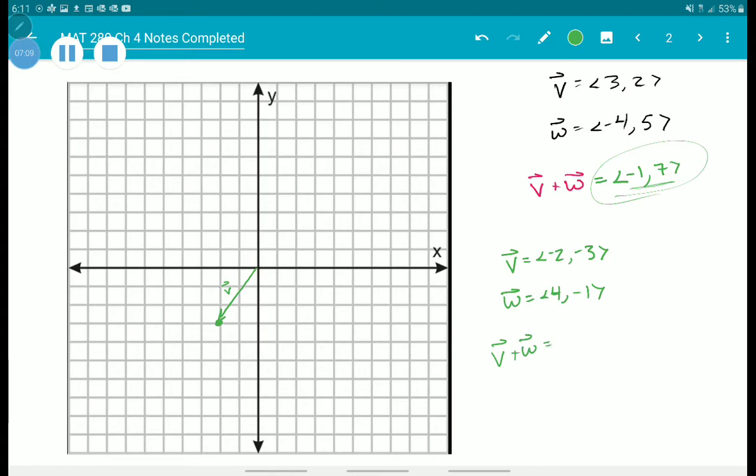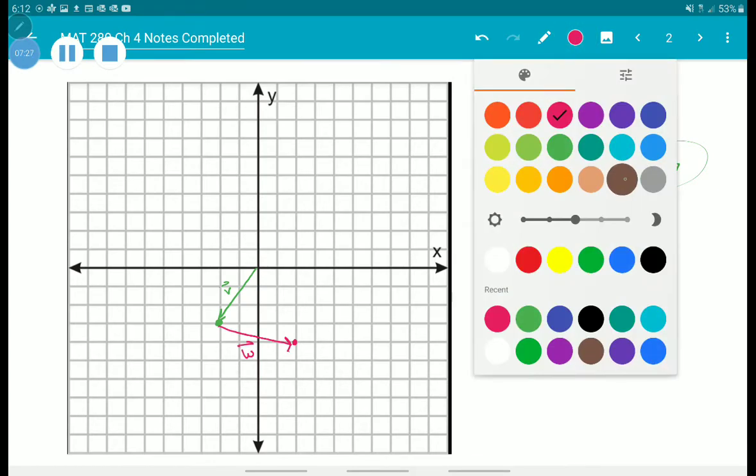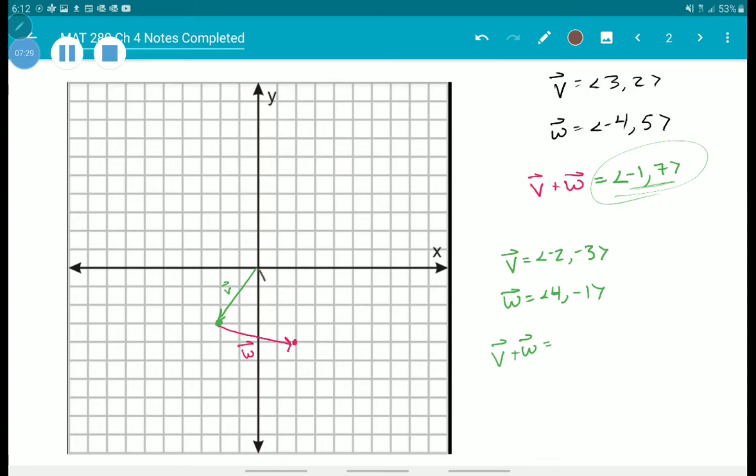And then W is going to start where V ends, and then we're going to move. So this is going to move 4 to the right and down 1. So there's my W. So my sum vector starts where V starts and ends where W ends. So there's my sum, V plus W.